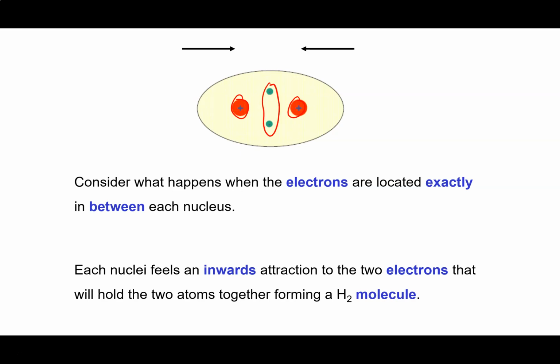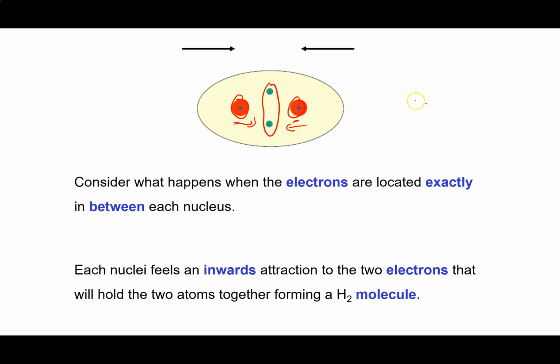And the reason is because in this arrangement, attractions outweigh repulsions. Sure, the protons do repel one another, but they're at a fairly large distance from one another, and it's only a +1 interacting with a +1. But there's a really big attractive force on each proton inwards towards the two electrons that are in the middle. These two electrons in the middle, they do repel one another, but again, it's only a -1 with a -1.